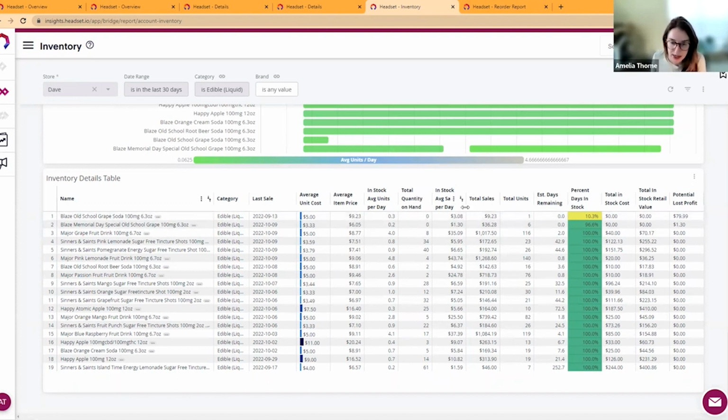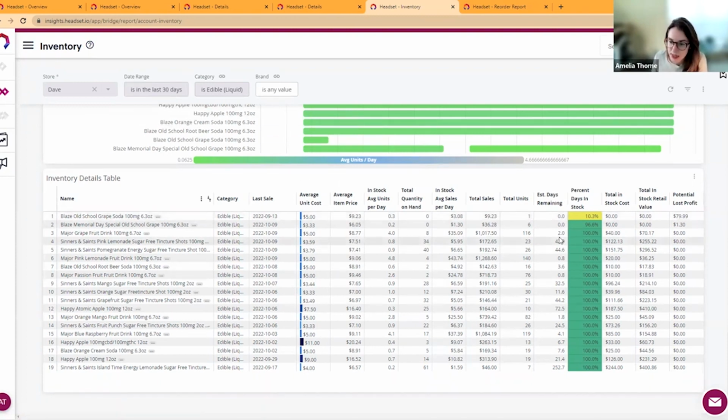In-stock average sales per day. So again, on average, the sales per day. Total units, this is going to be total units sold in the time frame, so in the last 30 days.